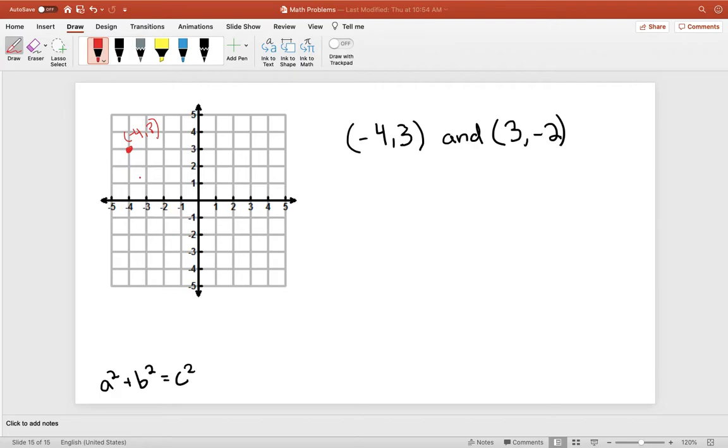The next point we're going to put on the graph is at (3, -2). So I'm going to go 3 to the right of the origin, 1, 2, 3, and then go down 2. So that is (3, -2).